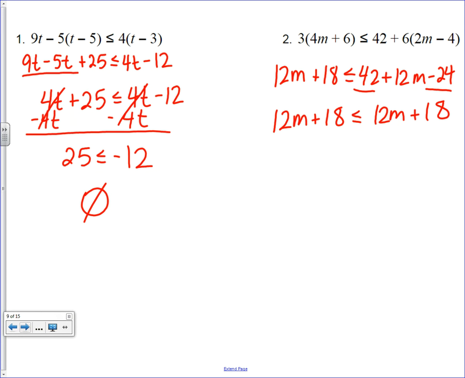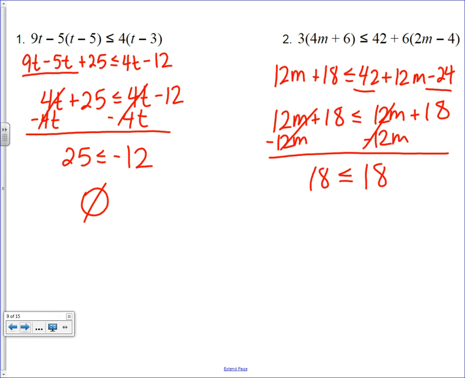Quentin, I need to get my M's together. What would you do? Okay, what's left then? Okay, no more variables again. Is this a true statement or a false statement? It's true only because of this equal sign. If this equal sign was not here, it would be false because 18 is not less than 18, is it? So because we have less than or equal to, it is true. What does that mean? All real numbers.